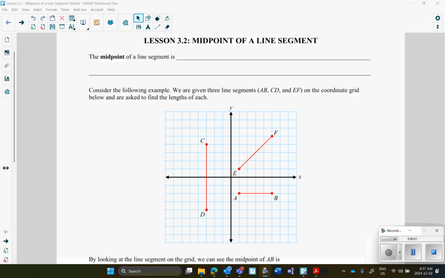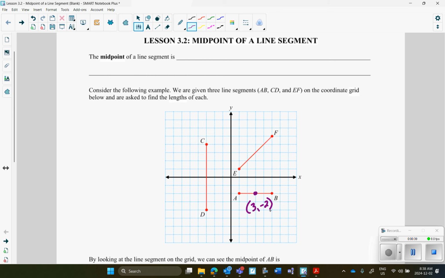To something called midpoint. What do you think midpoint means? Middle. So if I asked you to find the midpoint of, let's say, AB, what do you think it would be? What point? 3, -2, right? Because we go halfway. What's the point that's halfway from A to B? It's this one here, which is 3, -2.